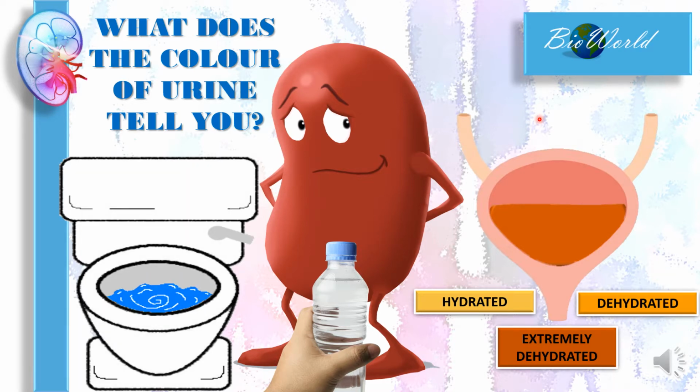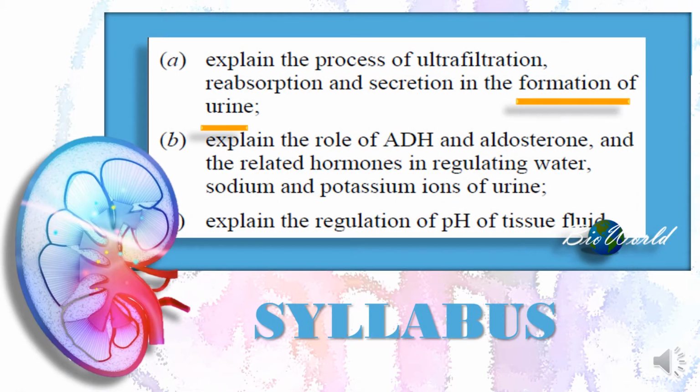So in today's Bio World, I'm going to talk about how the kidney forms urine. Urine formation involves three processes, which are ultrafiltration, reabsorption, and secretion. But before that, let's discuss the importance of urine formation.